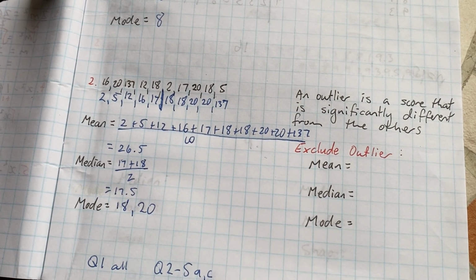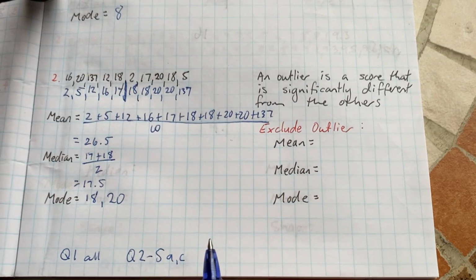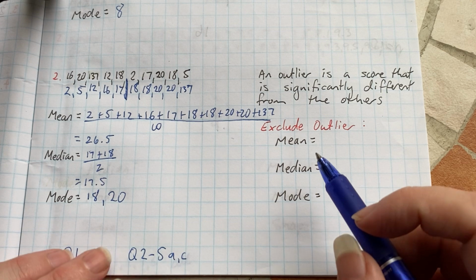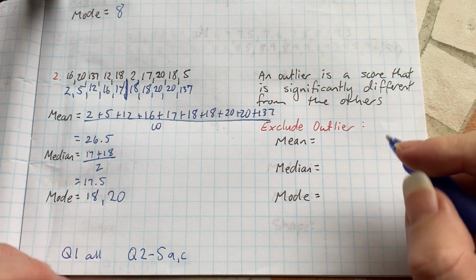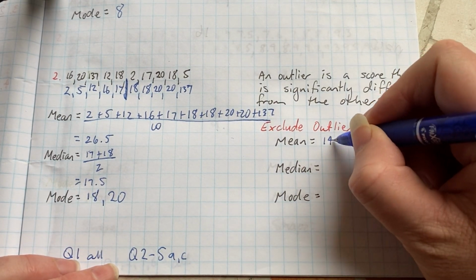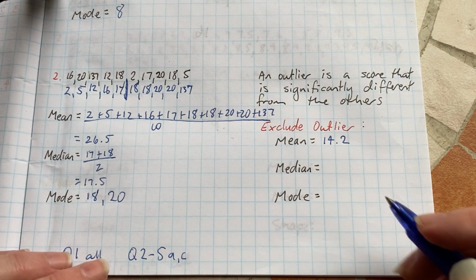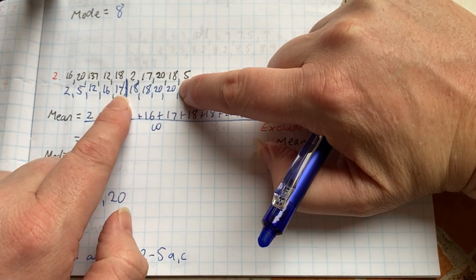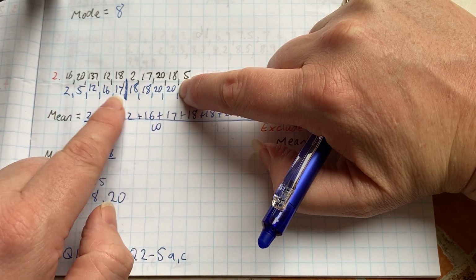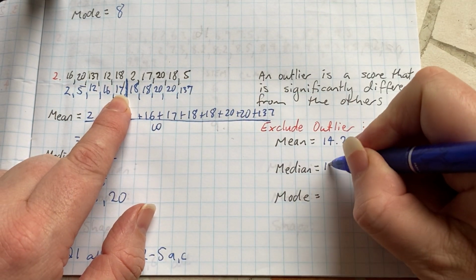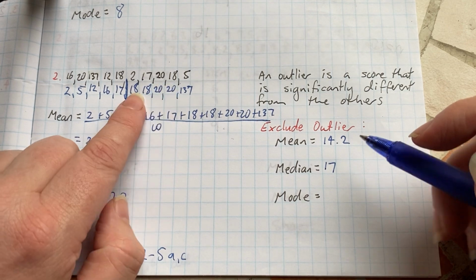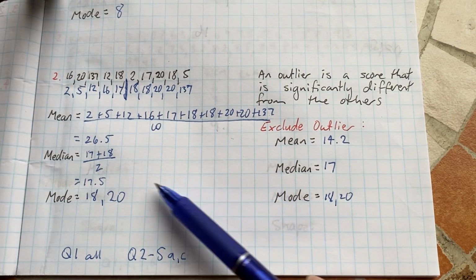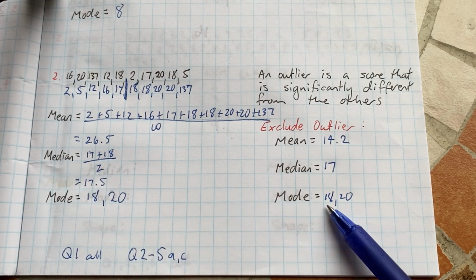Now, it's common with outliers that we may actually find those things excluding outliers. So the mean excluding the outlier, I've already done it, it's 14.2. The median excluding the outlier would be 17. We'd have 2 groups of 4 numbers, and that 17 would be left in the middle. The mode would still be the same. So you can see if we exclude the outlier, it hasn't changed the mode at all.